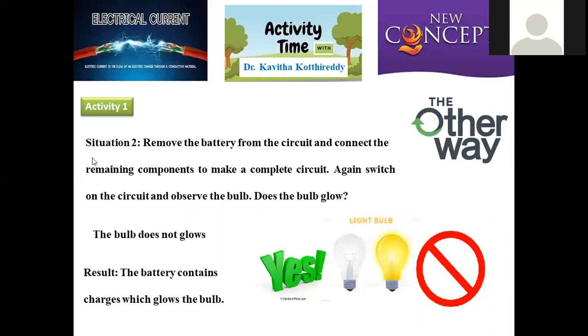Now, we enter into another situation, called situation 2. Remove the battery from the circuit and connect all the remaining components, complete the circuit, again switch on the circuit, and observe the bulb.